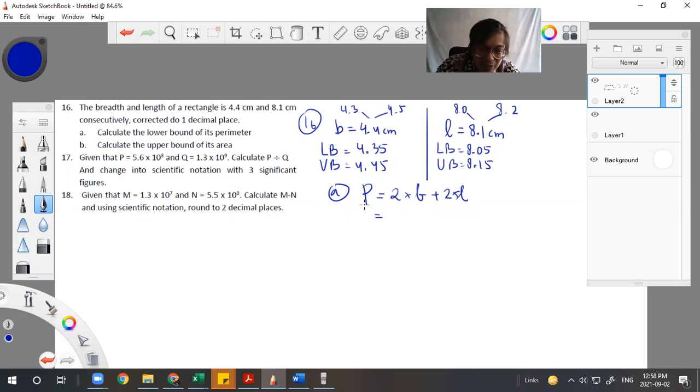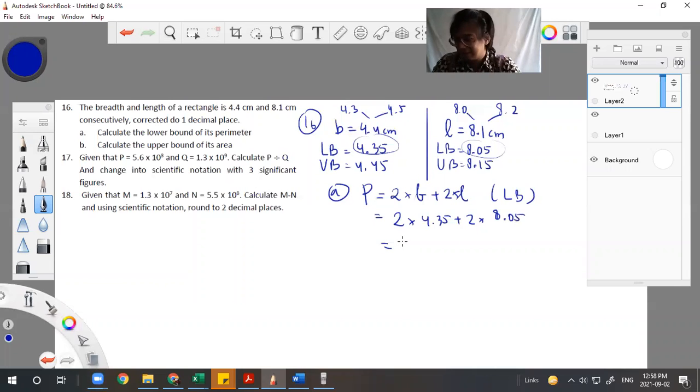So, you look for the lower bound. Look, she's looking for the lower bound. So the lower bound is 2 times breadth, the lower bound of which is 4.35, plus 2 times length, the lower bound of which is 8.05. So, you get the answer.